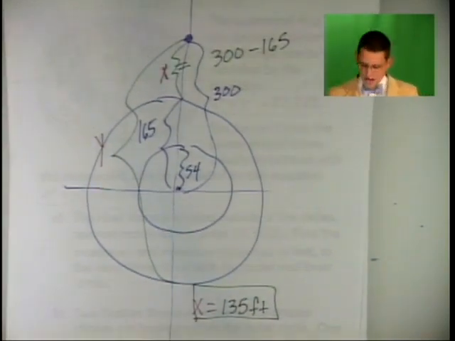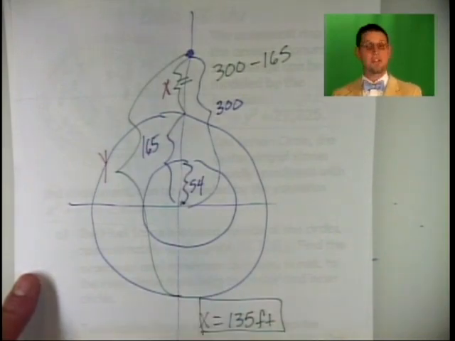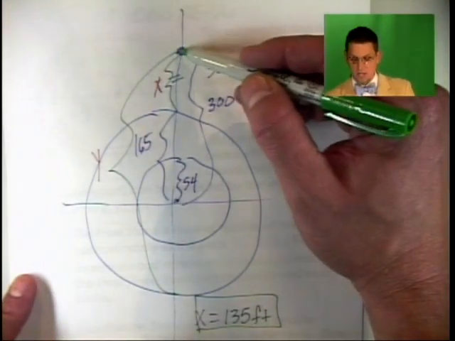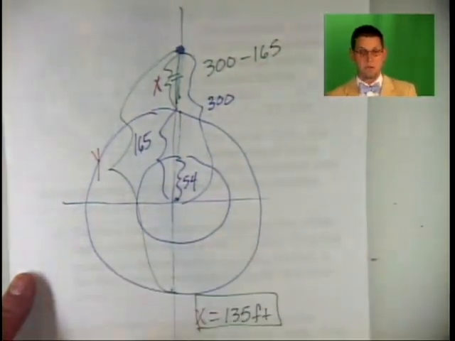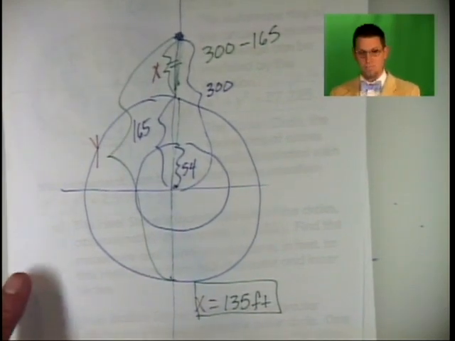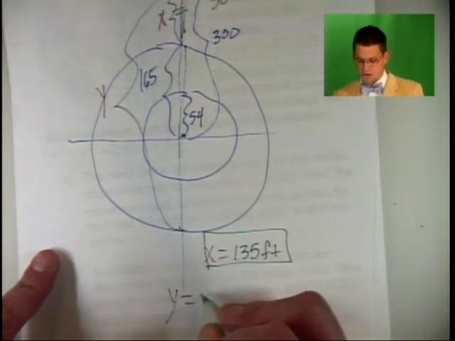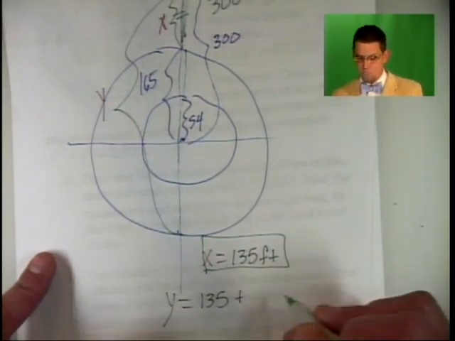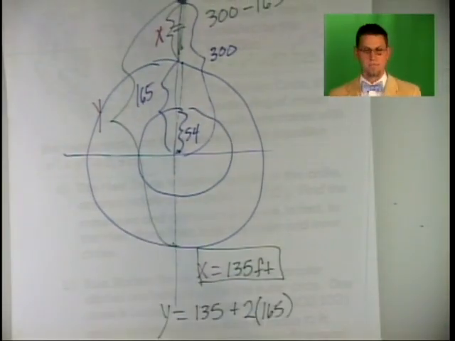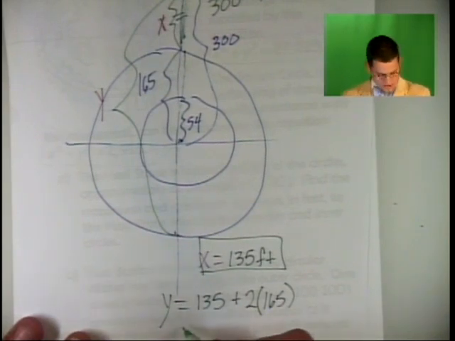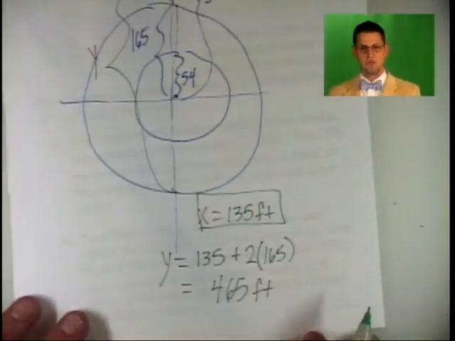I mean, that heel stone is way out there. Now, what's the maximum distance from the heel stone all the way to the outer edge on the other side? Well, it's going to be the minimum distance right here, 135, plus all the way across, which is the diameter of the outer circle. So we need the radius, and we have to double it. So y, the maximum distance, is 135 plus 2 times the radius, which is 165. If you calculate that out, the maximum distance to the outer ring is 465 feet. So there you go.